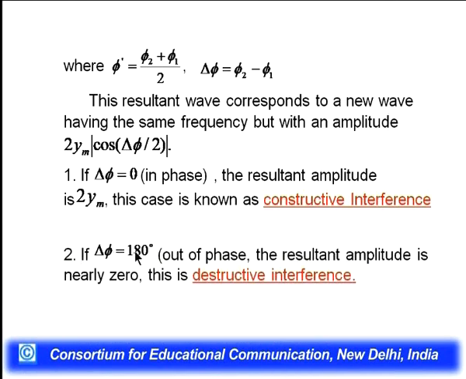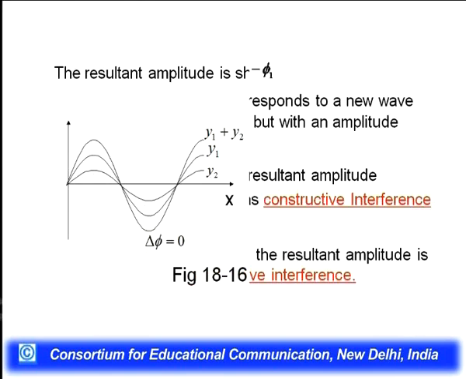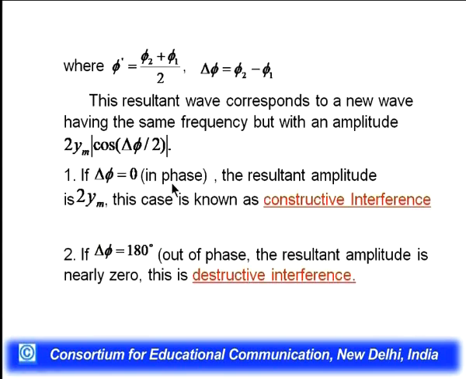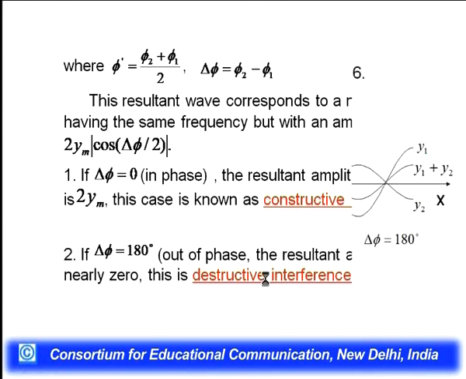If Δφ is equal to 180 degrees, the waves will be out of phase, the resultant amplitude is nearly 0, and this defines destructive interference, meaning the intensity will be minimum. But in the other case the intensity will be the maximum. Here the two waves interfere constructively, giving the maximum energy; here the two waves interfere destructively, giving the minimum energy. Here we get the bright point, here we get the dark point.